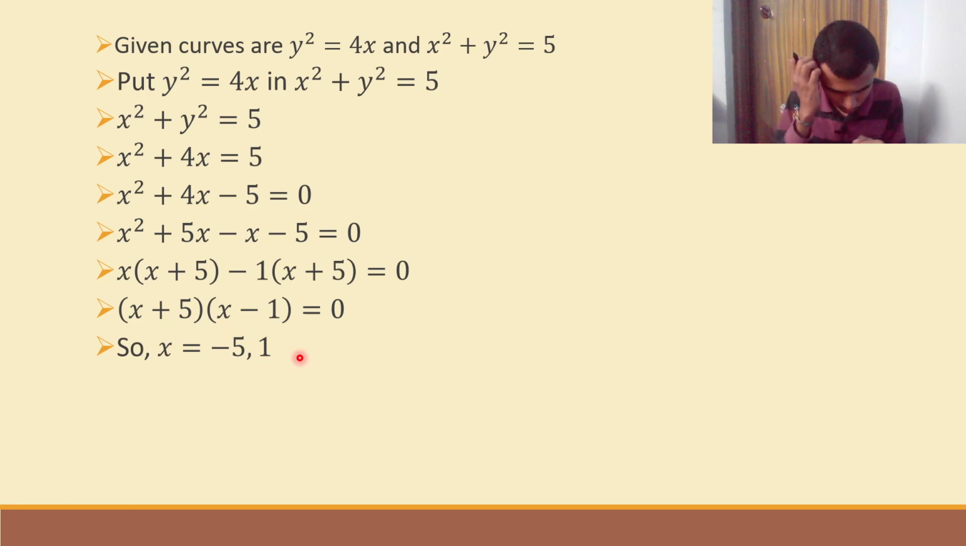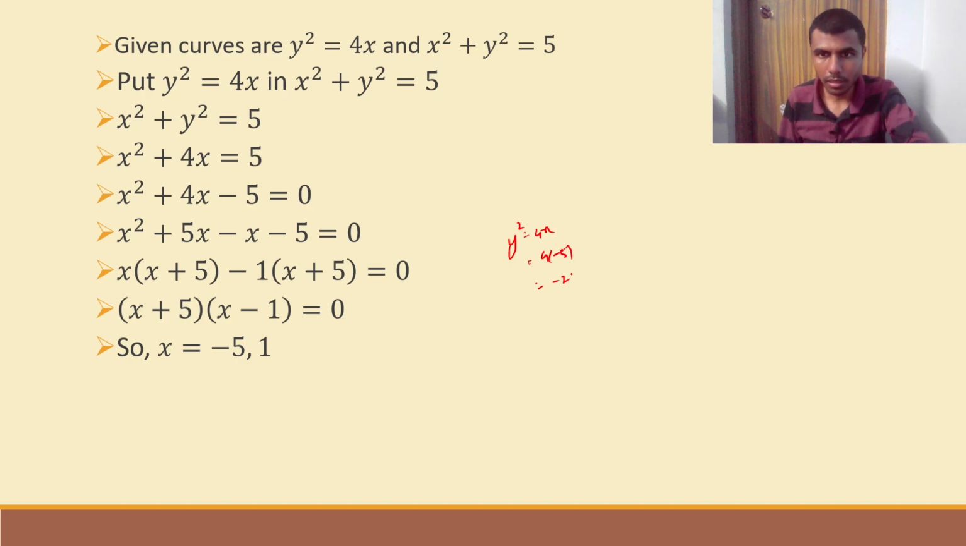Two cases. Now listen carefully. x equal to minus 5 is not possible. Why? Because if you put x as minus 5 in y square equal to 4x, y square is minus 20. Do you think a perfect square can be negative? It's not possible, right? We cannot get any real y for this. So x equal to minus 5 is not possible.